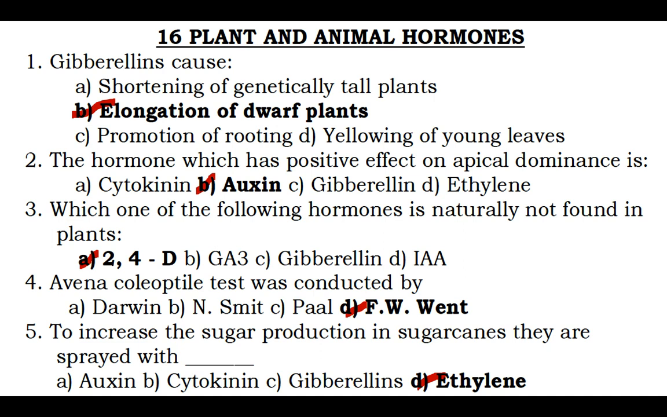2,4-D. Fourth question, Avena coleoptile test was conducted by option D, F.W. Went. Fifth question, to increase the sugar production in sugar canes, they are sprayed with option D, ethylene.